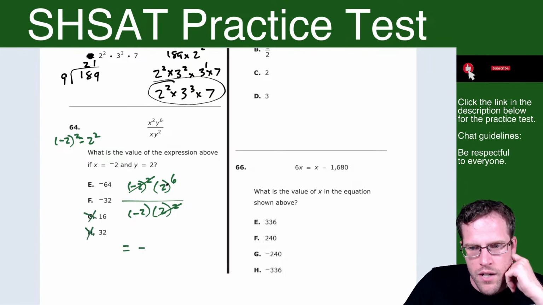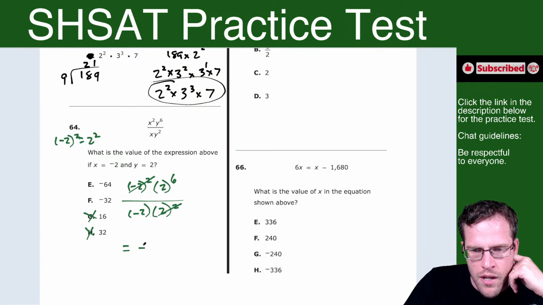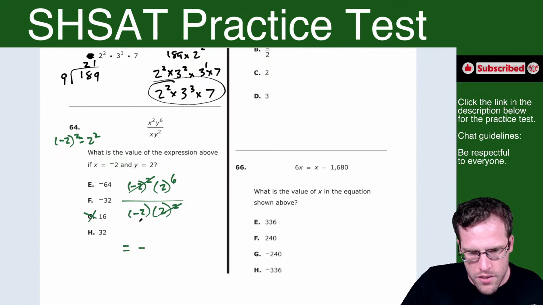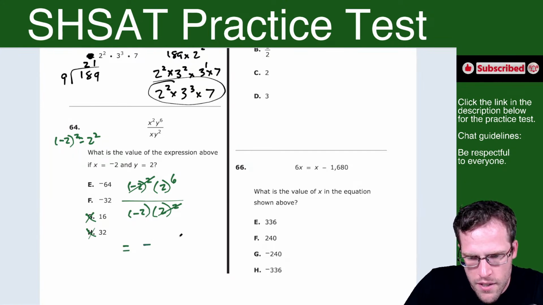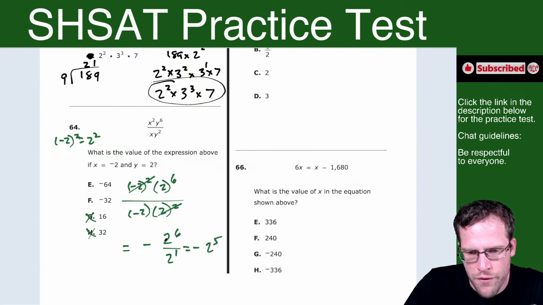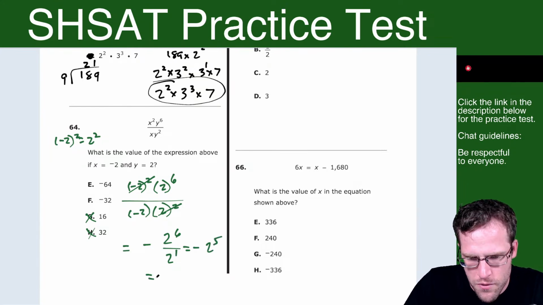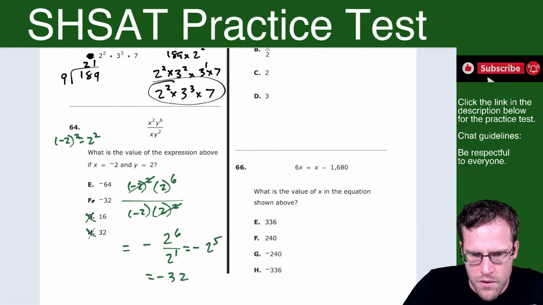And now here, I could rewrite this, and I'll put the negative actually after. So let me cross these off first. I know it's negative, but I'm going to put the negative here on the outside, and I'll have 2 to the 6 over 2 to the 1st, which simplifies. We're going to have negative and then 2 to the 5th power, and 2 to the 5th power is 32. So this is going to give us a -32.